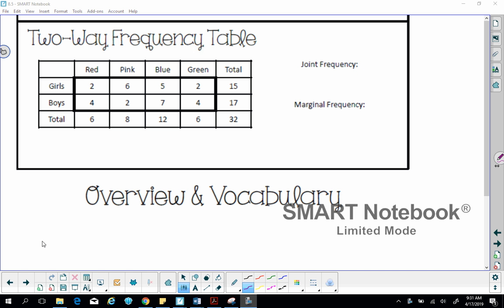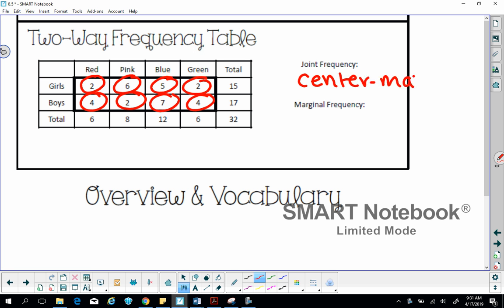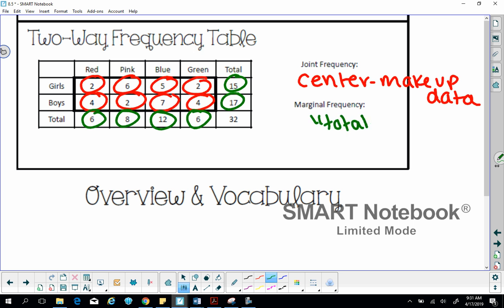So what are all these ones in here in the center of my table? What are they called? Joint. Remember, so joint frequencies are your center. They make up your data. What are the outsides called? Marginal. So your total or outside is your marginal.